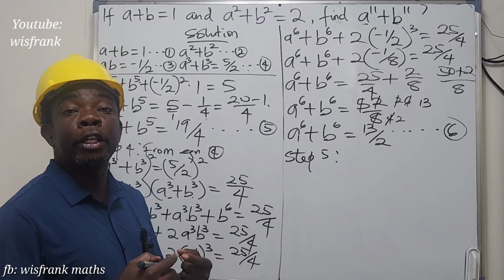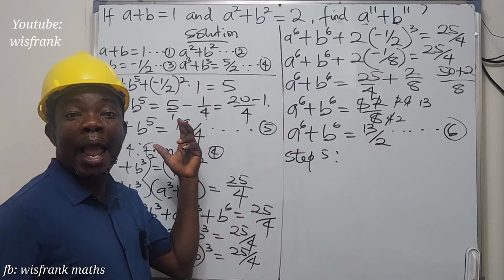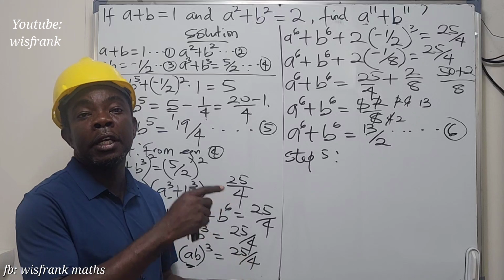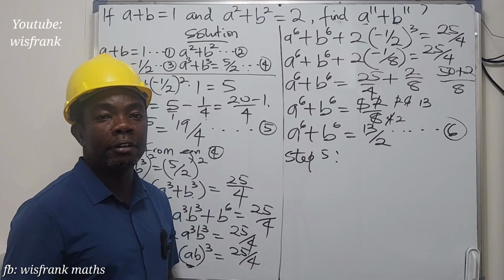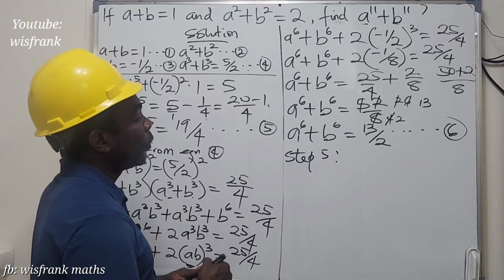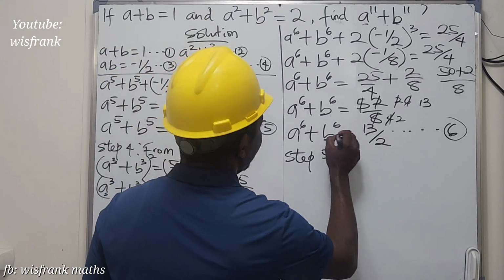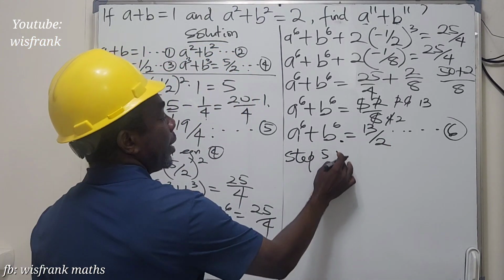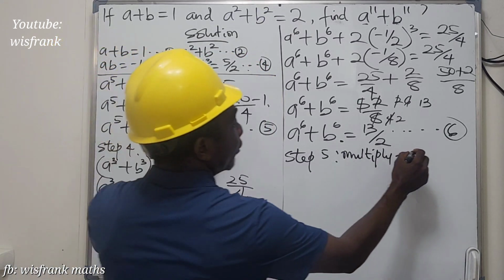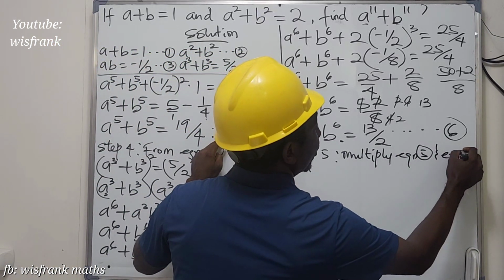If we multiply the two equations together, 6 and 5, if we multiply in indices, it's going to be 6 plus 5 gives us 11. So we are coming down to our solution. So in this case, we are going to multiply this equation and this equation. Here we will say multiply equation 5 and equation 6.